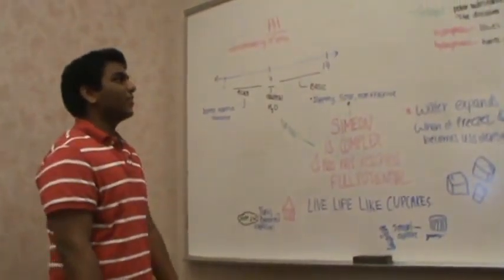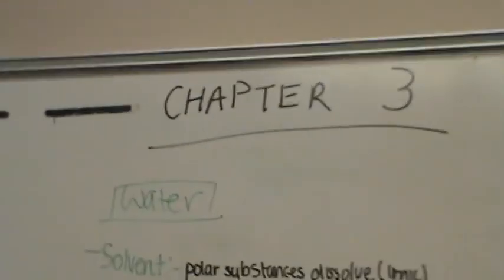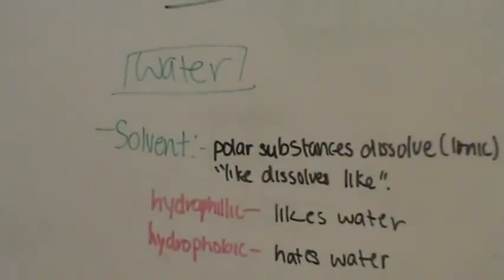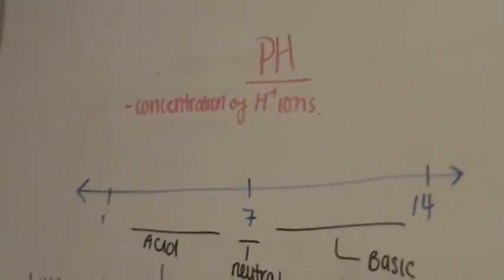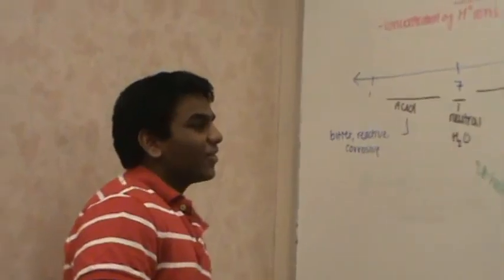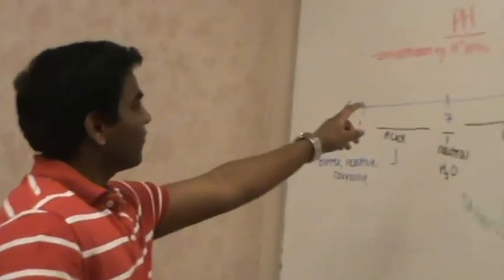So we're going to talk about chapter 3. In this chapter we cover water, pHs, and that's it. Yeah, sure. Heat capacity is a part of water. Fine. Heat capacity is a part of water. So first we look at pH.